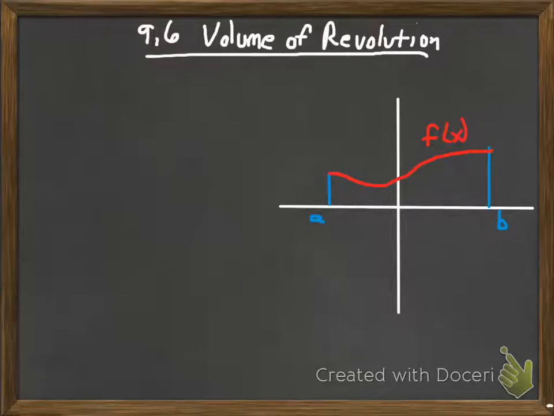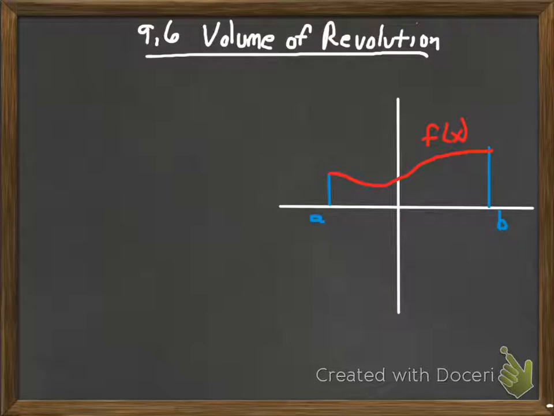Hey everybody, welcome. We're in section 9.6 now, and what we're going to be doing is one of the coolest things that you can do in calculus. We're going to be finding what are called volumes of revolutions. And a volume of revolution is this. It's when you take some function, such as what I have right here, the y equals f of x, and you rotate it around the x-axis or the y-axis or some line.